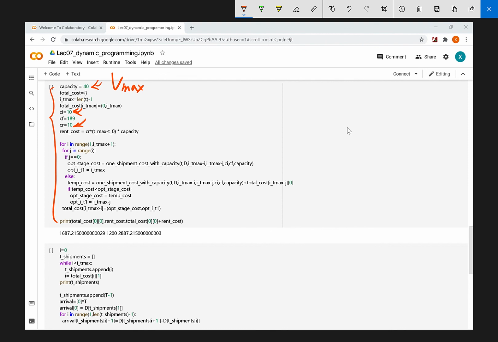Okay, so when we have this Vmax, we can use our extended one-step shipment cost function with capacity here, and all the rest are the same. And here we show that this is our previous total cost function for the subproblem. And then in addition, we calculate our run cost. Our run cost is based on CR, Vmax, and then Tmax. And then we can have our total cost listed here.